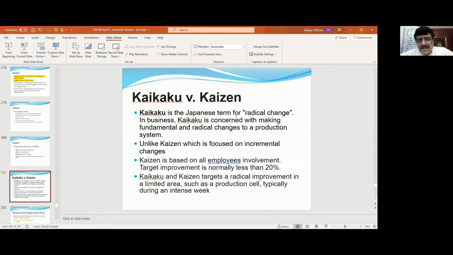There are other methods. I don't think you'll see this word in a green belt exam, but Kaizen is a small improvement, and Kaikaku, now I'm learning Japanese, is a radical change, basically. When there is a severe need for huge improvement, then you probably want to go to something like that. It's basically making fundamental and radical changes in a production system. So that's that.